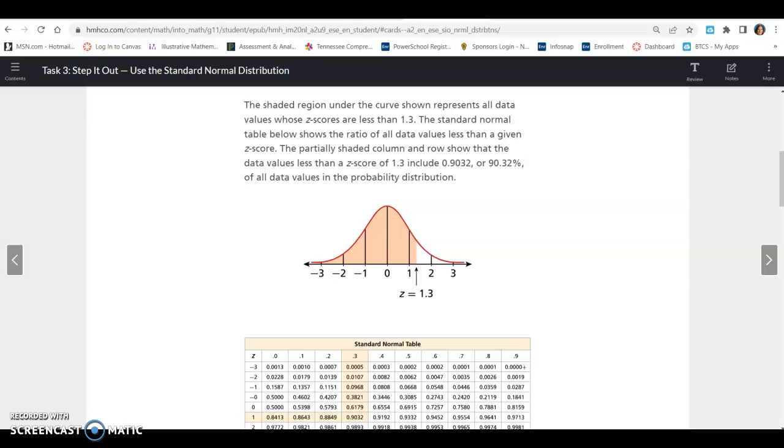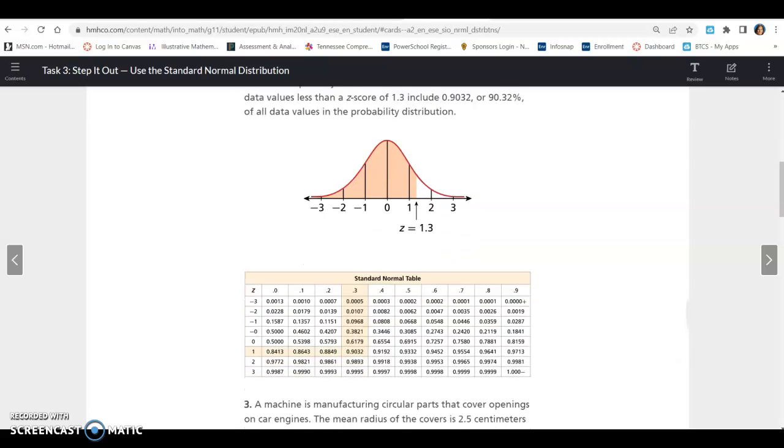Alright, the shaded region under the curve shown represents all data values whose z-scores are less than 1.3. The standard normal table below shows the ratio of all data values less than a given z-score. The partially shaded column and row show that the data values less than a z-score of 1.3 include 0.9032 or about 90.32% of all data values in the probability distribution.